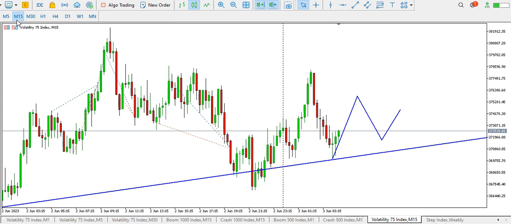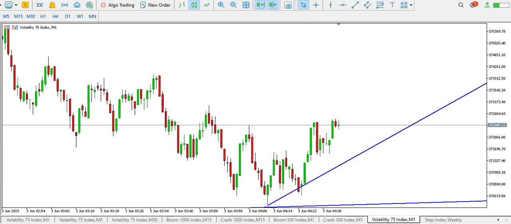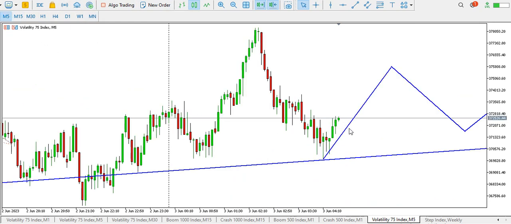On the 15 minutes time frame, we expect the range to continue for Volatility 75 Index. On the 5 minutes time frame, we expect the range to continue, and same with the 1 minute. Look at the 1 minute. The 5 minute and the 1 minute already show that price has broken out of the descending trend line around here.